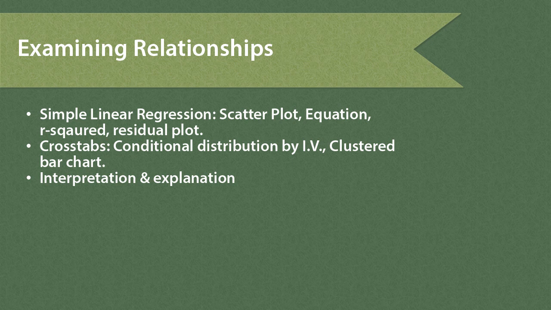When we relate two categorical variables, we use the crosstab. No matter what the form of the variables when we start, we have to recode the variables categorically in order for them to work on a crosstab. Once we get our crosstab set up, Excel will produce for us the conditional distribution by independent variable, as well as the clustered bar chart. And we would have to report both of those when reporting on the observed relationship between two variables.